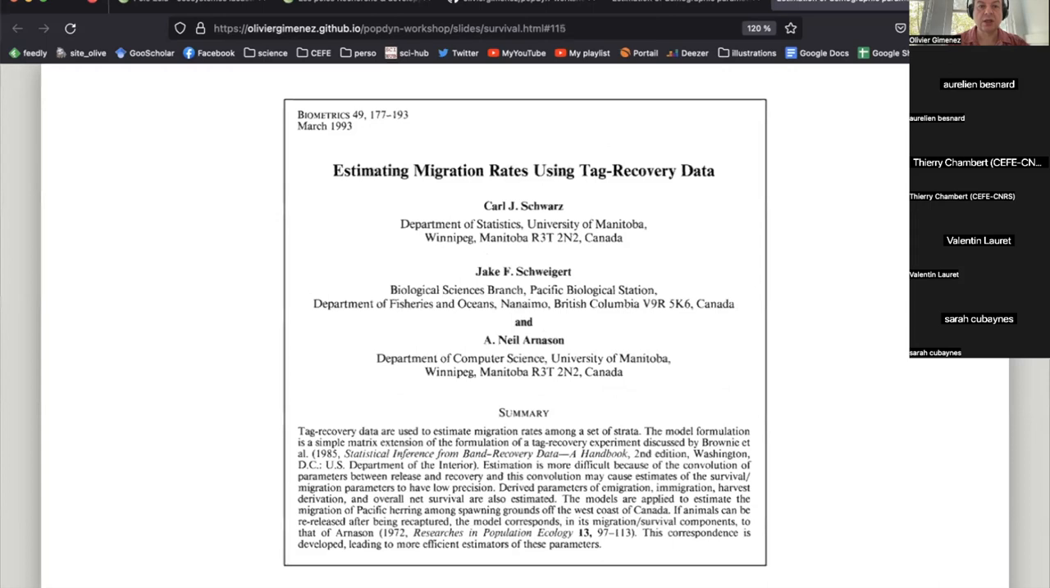So it wasn't until 1993 and the development of personal computers that we could actually use multi-state capture-recapture models. Between the two papers it was 20 years, and those models were not used until the 90s. So it's nice to see that it's thanks to the progress of computers that we can now use these models. And this paper is by Carl Schwarz, a Canadian statistician, now retired, who contributed a lot to the field, like Neil Arnason. And so this model is called the Arnason-Schwarz model, or multi-state, multi-site model.